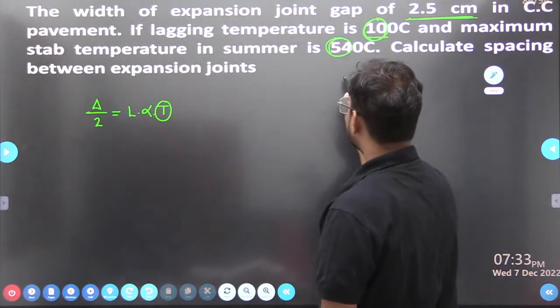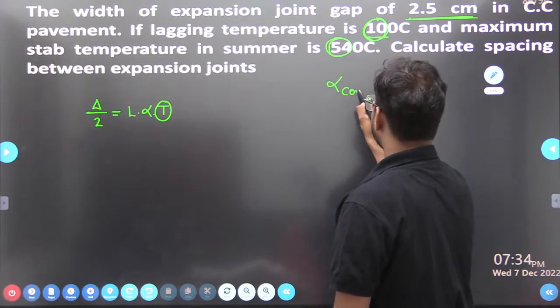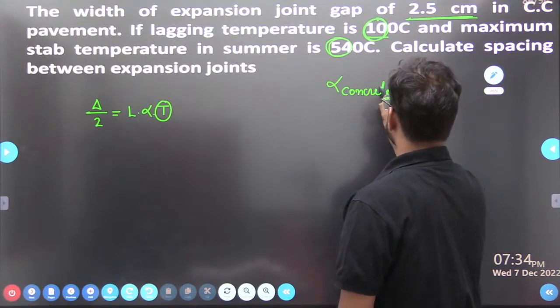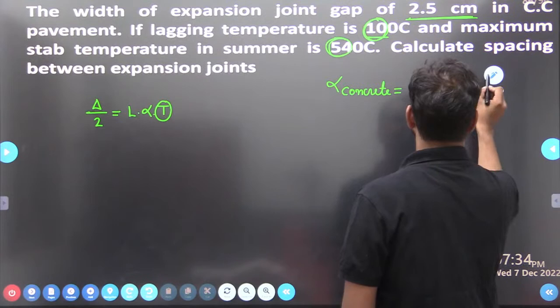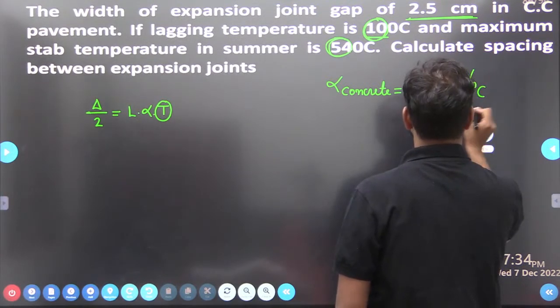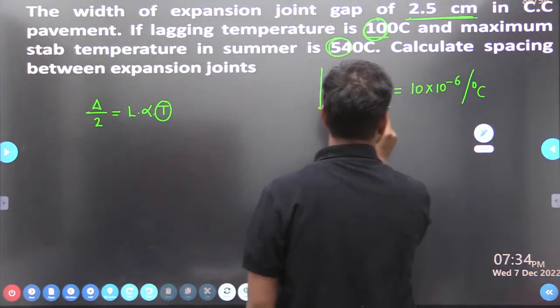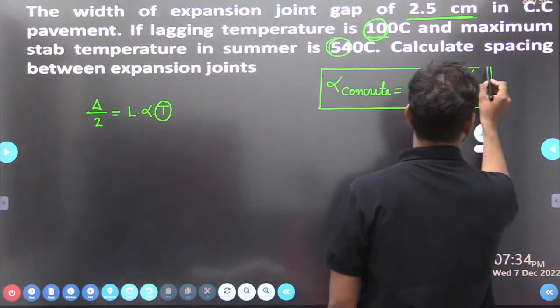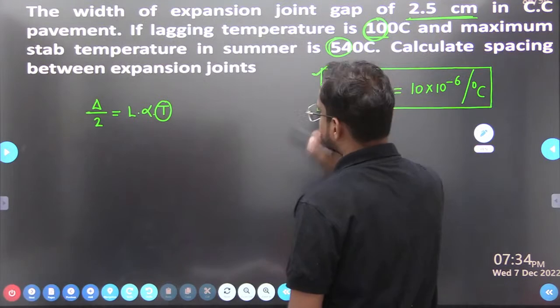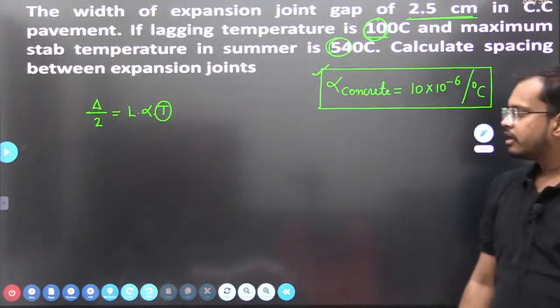Alpha is not given, so you should always consider alpha of concrete, that means the coefficient of thermal expansion of concrete, which is equal to 10 into 10 raised to power minus 6 per degree Celsius. This is the value of alpha. Clear? Now you put the value.